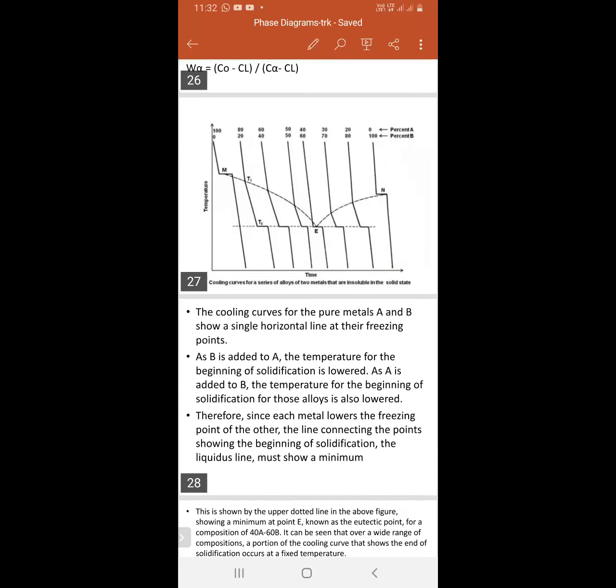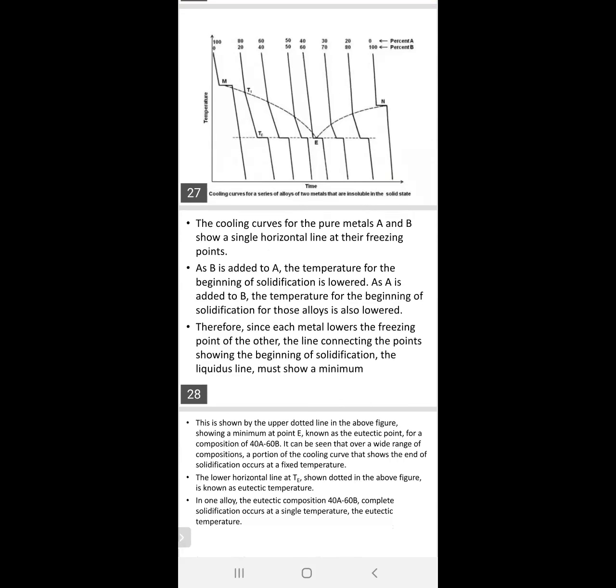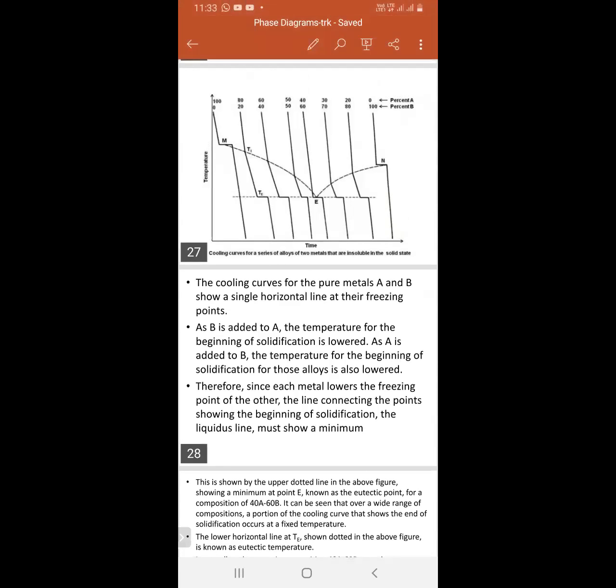Here, this one is the eutectic phase diagram. In the same way as we drew the previous one, here also we have to take two pure metals, A and B. On one end, A is 100% solid, and on the other end, B is 100% solid.